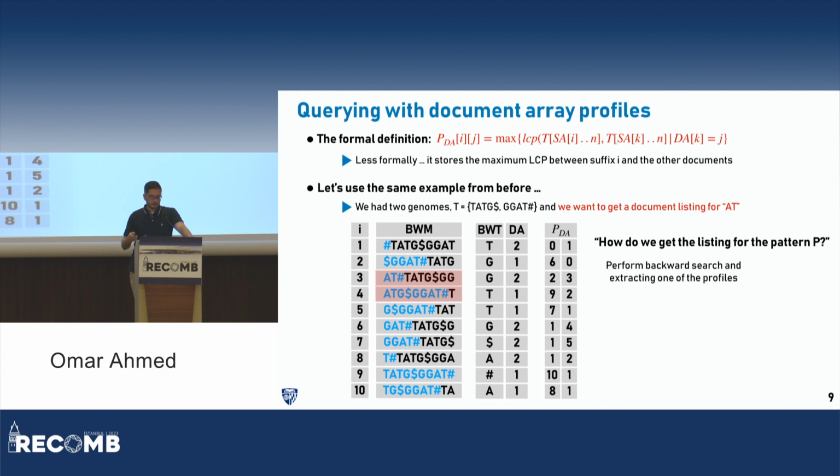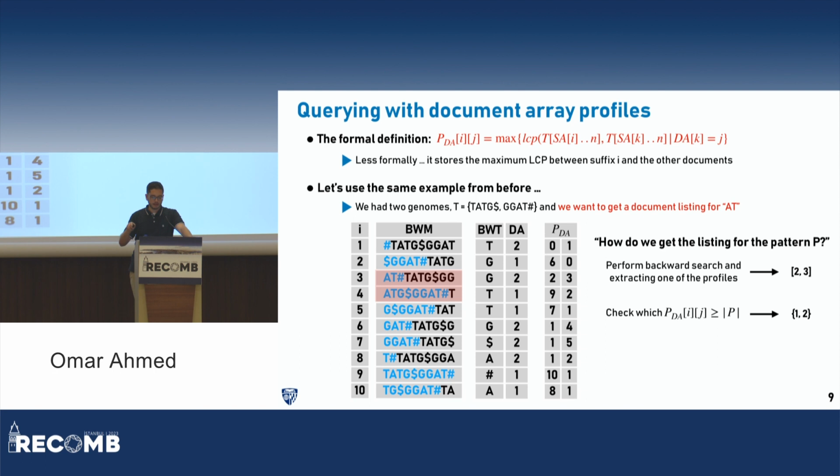And the first thing we do is extract one of the rows of the document array profiles data structure. We can extract either row 3 or 4, so we can just extract row 3, for example. And then the next thing we do is simply scan through the profile and ask the question, what entries are greater than or equal to the length of our pattern?